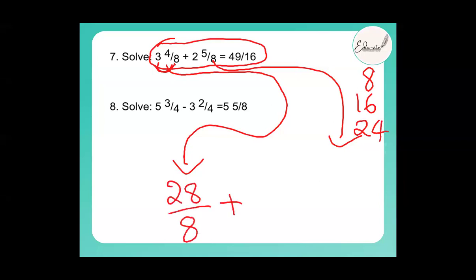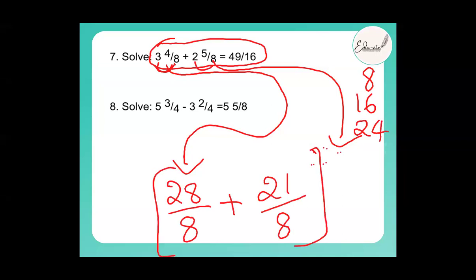Plus, then what we have? 8 into 2 is 16. 16 plus 5 is 21. Yes, it's 21 over 8. So we have 2 of this now.